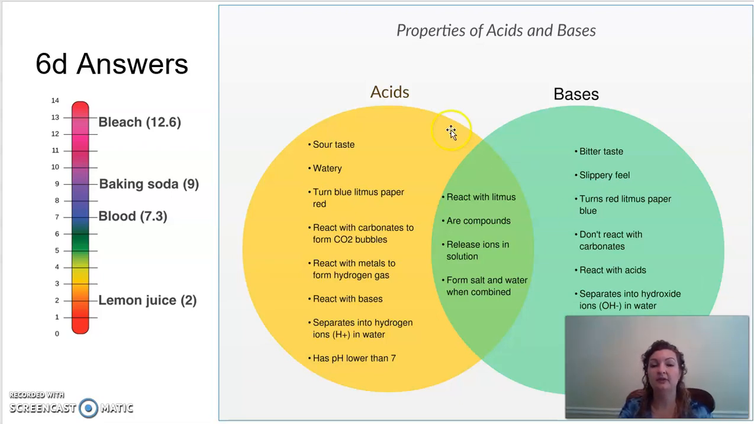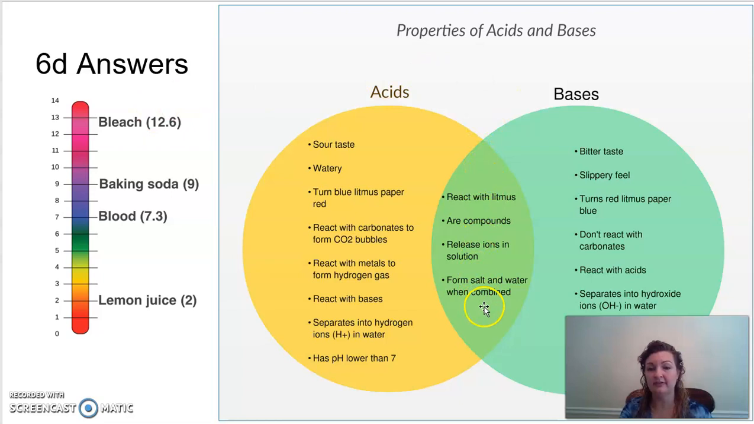So, you know how acids release the H positive. Well, bases will actually separate out into OH negatives, okay? So these are the differences between the two. The more OH negative you have going on, the more alkaline or basic your substance is going to be, okay? And then, of course, the pH is going to be higher than 7.